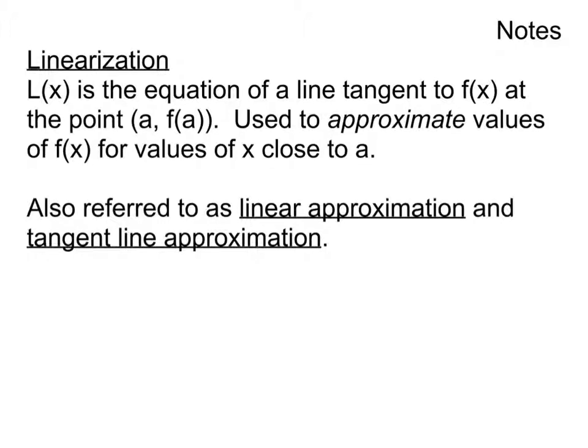Now, this tells us approximate values as we go and use this. Now, notice, though, it's for f of x values of x that are close to a. So this approximation works as long as we're looking at something close to the point, but not nearly as well if we're looking a long ways away from the point. And we'll see some graphs to see why that is. And yes, it does go by another couple names because this process is called linear approximation or tangent line approximation.